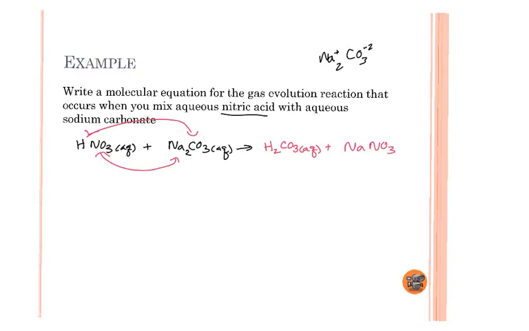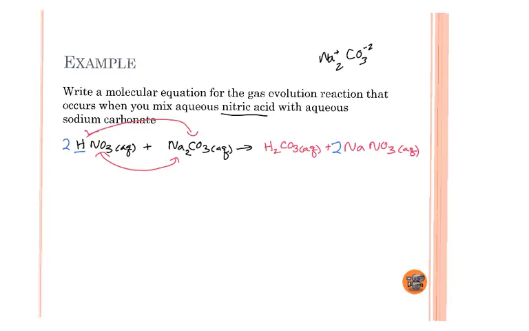Here we have 1 H, here we have 2 H's, so let's put a 2 here. Now we have 2 nitrates on the left, but we only have 1 nitrate on the right. So let's put a 2 here. Now we have 2 sodiums on the left, 2 sodiums on the right, and 1 carbonate, or 1 CO3, on the left and 1 CO3 on the right. So it is all balanced.